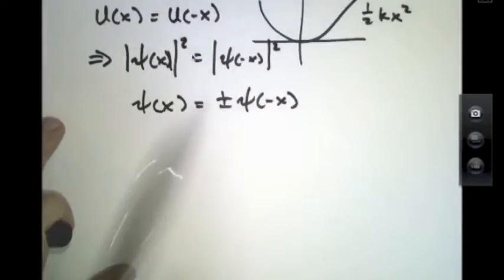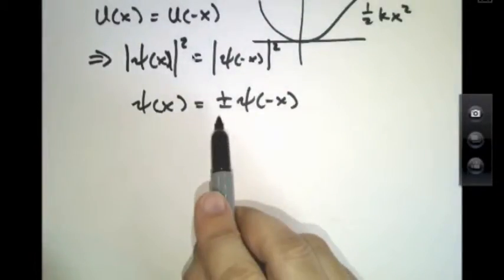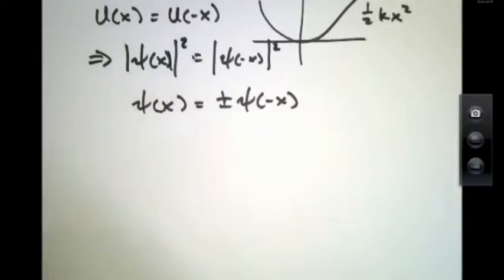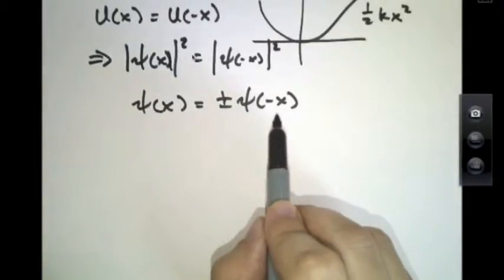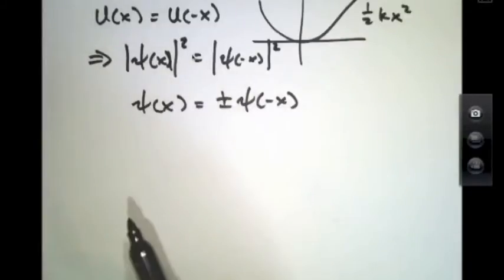When I take the square root of an absolute value, well, I can get that by either having a plus or minus sign from the wave function. So psi of x is either plus psi of minus x, it's equal on either side, or it's minus psi of minus x.